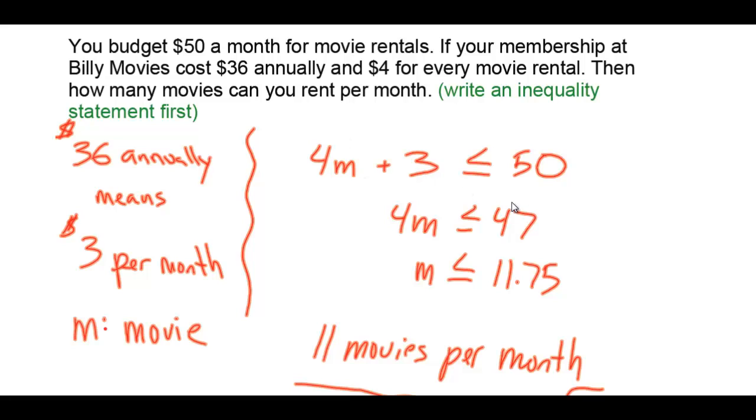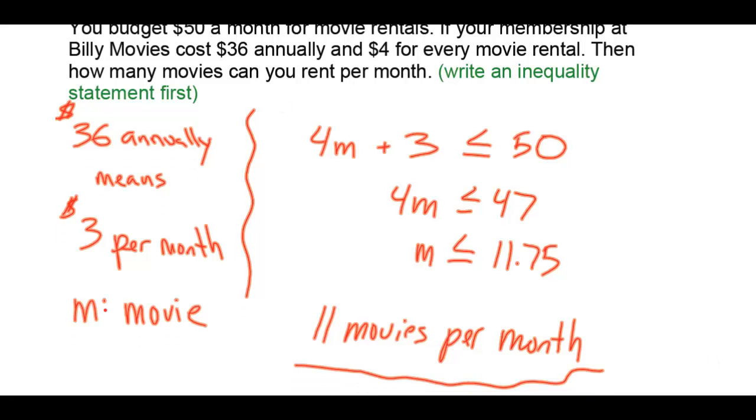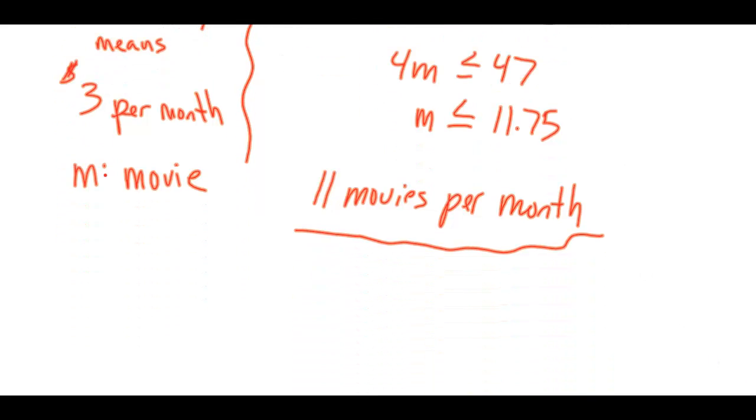So here we simply solve for m, and notice as long as we have less than 11 and 3/4 movies, it's fine. Now obviously you can't rent 3/4 of a movie. You missed the ending. That would be horrible. So you can only get 11 movies per month and still stay under $50. So obviously you're going to have a couple of dollars left over to get some popcorn and pop for the movie, which obviously you have to have.